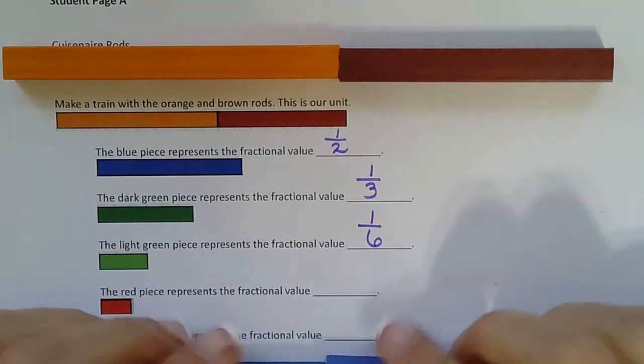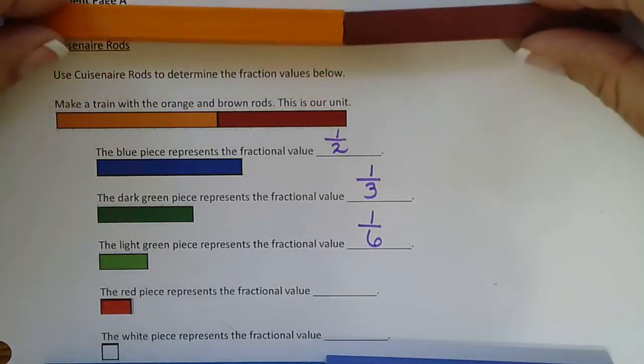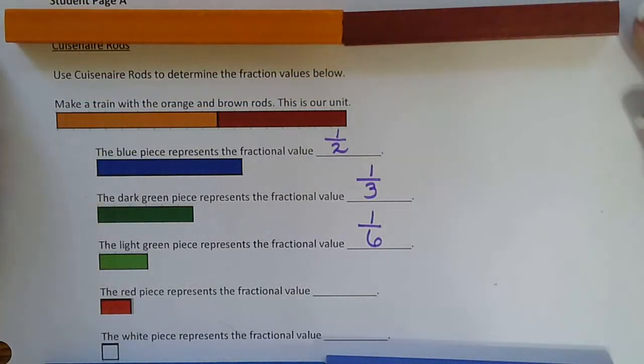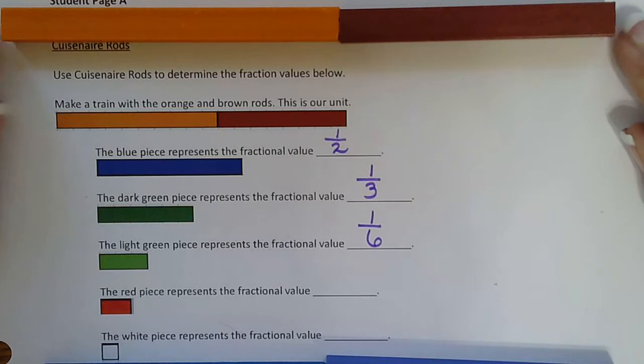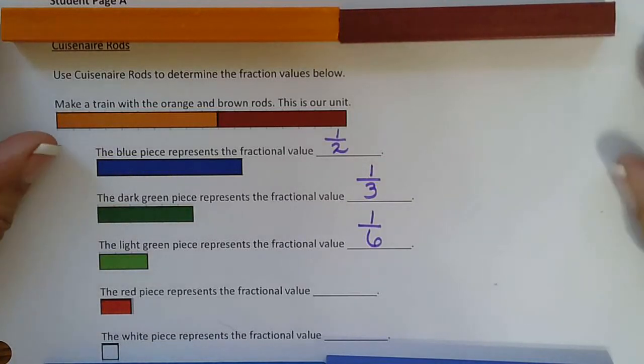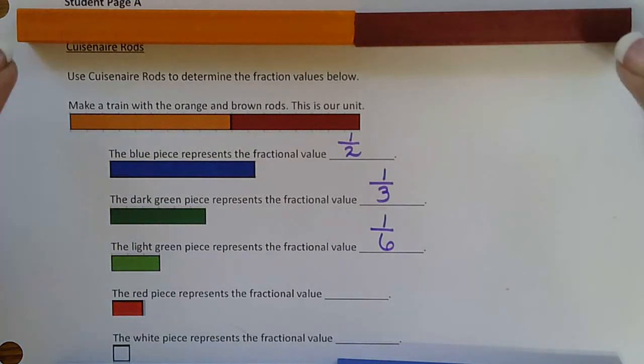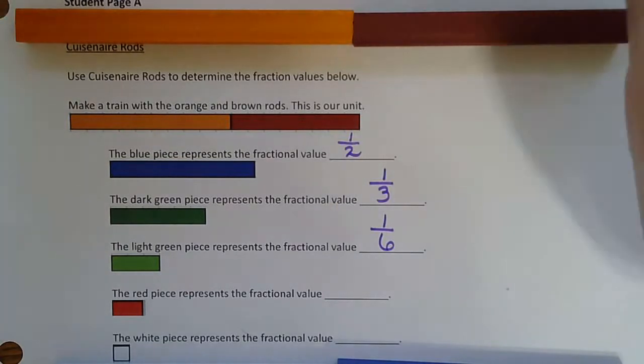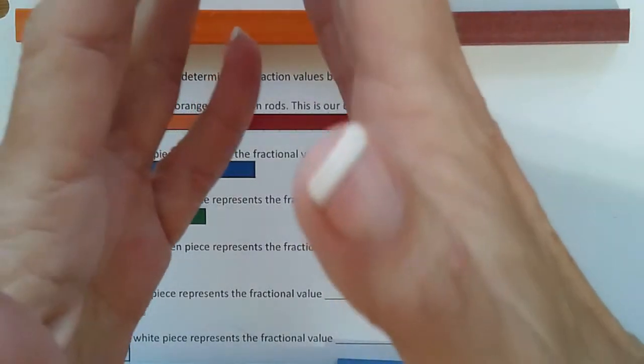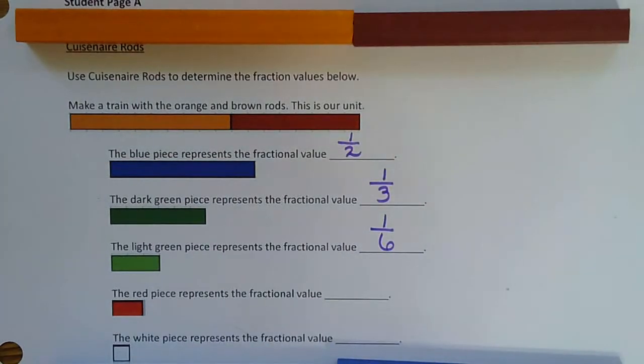So if you look at this paper, it says now we're using, these are called Cuisenaire rods. We're using Cuisenaire rods to represent the whole. So this is the whole right here. Instead of a red circle, now this represents 1. So anything shorter than it is going to be less than 1. Anything longer than it is going to be greater than 1.